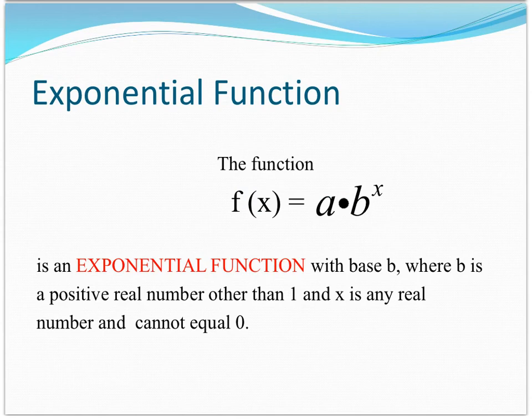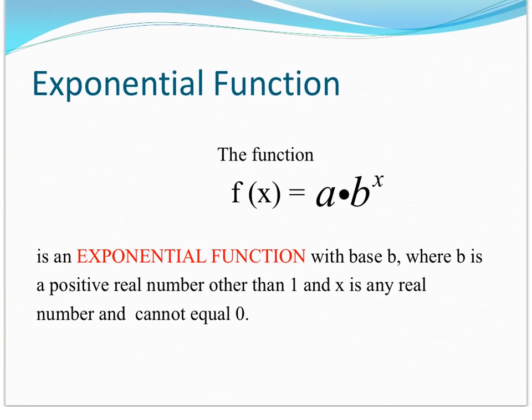So let's go here. We've seen this before. This is a form of an exponential function, and I've actually done this in past videos. B is the base, and that is also our multiplier. Okay, so that's what we called it in the previous examples. It's a positive real number other than 1, and x, any real number, can equal 0. If it equals 0, we're no longer exponential. It'd be a straight line.